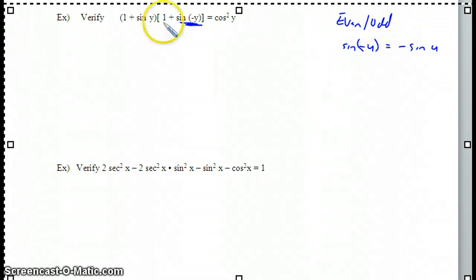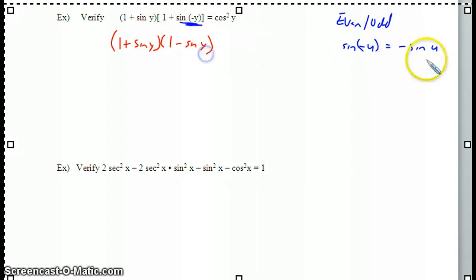So essentially what I can do for my problem is make the substitution: if I have sine of negative y, then that's the same as the negative sine of y. So I'm going to make that substitution first. It's not going to change the first binomial, but the second binomial, instead of being 1 plus sine of negative y, would be 1 minus sine of y. So I've made this substitution here. Instead of u, I used the variable that I have.